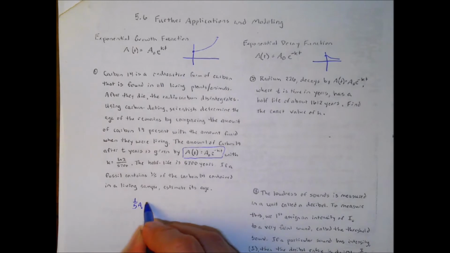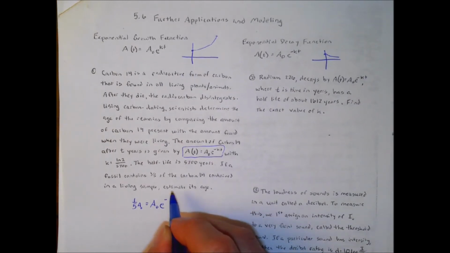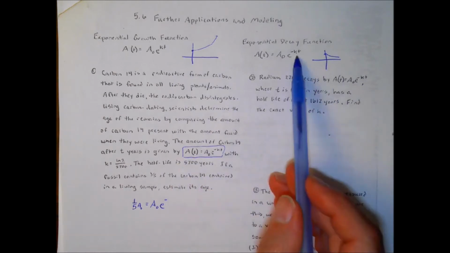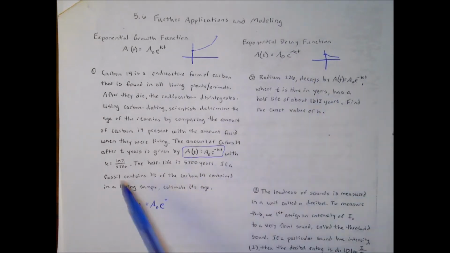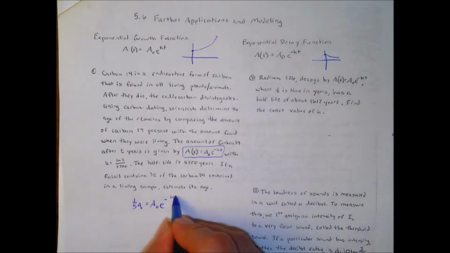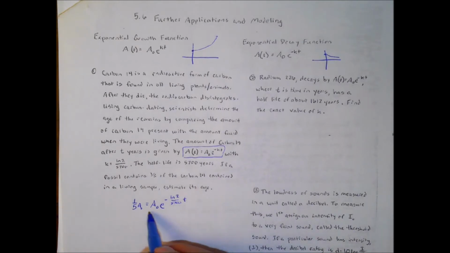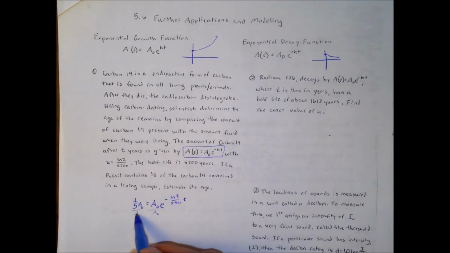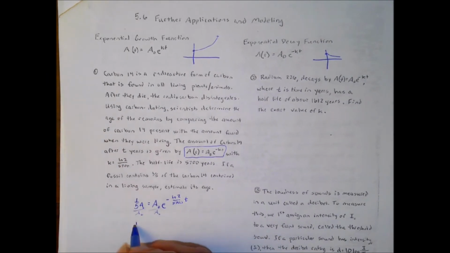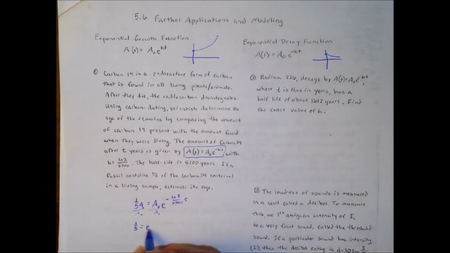Okay, and that equals a sub o times e to the negative k t, and we know that this k is this number right here, right? That's our k there. So natural log of 2 over 5,700 times t. So if you think about this, I'm going to divide by a sub o on both sides. They just cancel out, right? So I have 1/5 is equal to e to the negative natural log of 2 over 5,700 times t.